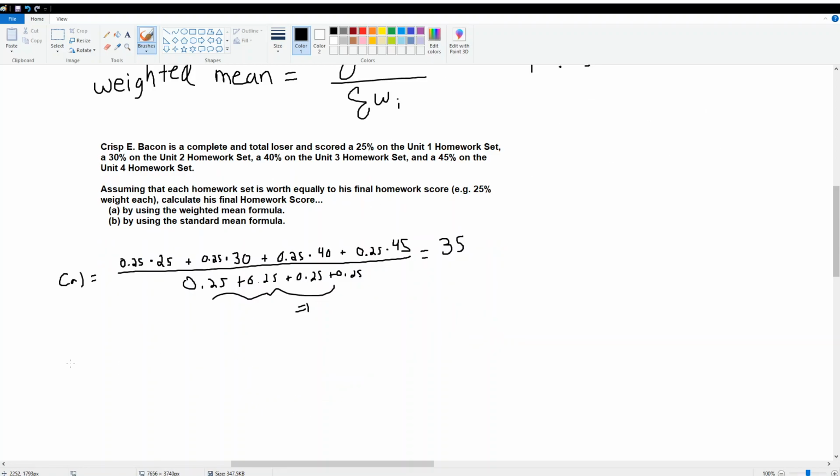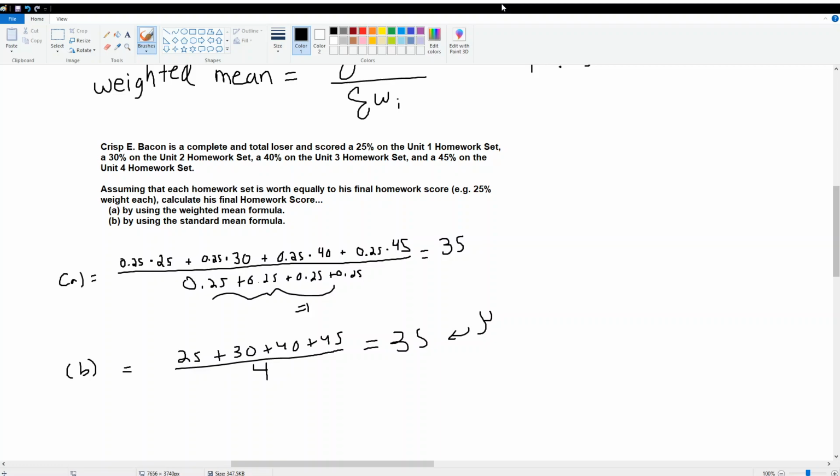Now let's use the standard mean formula. That's going to be equal to 25 plus 30 plus 40 plus 45, the sum of our XIs, divided by our size of 4. In this case, it's now the population. And that is a 35. This is the mean because it's all of his scores.